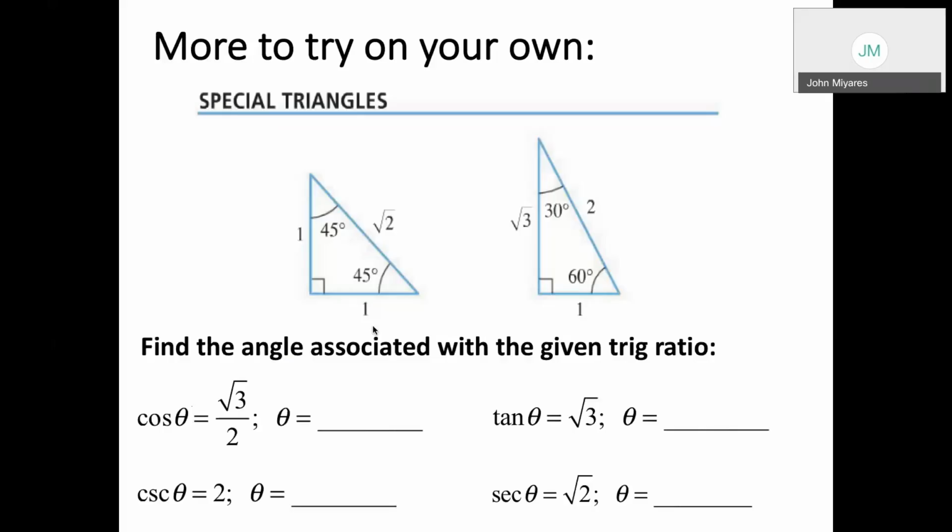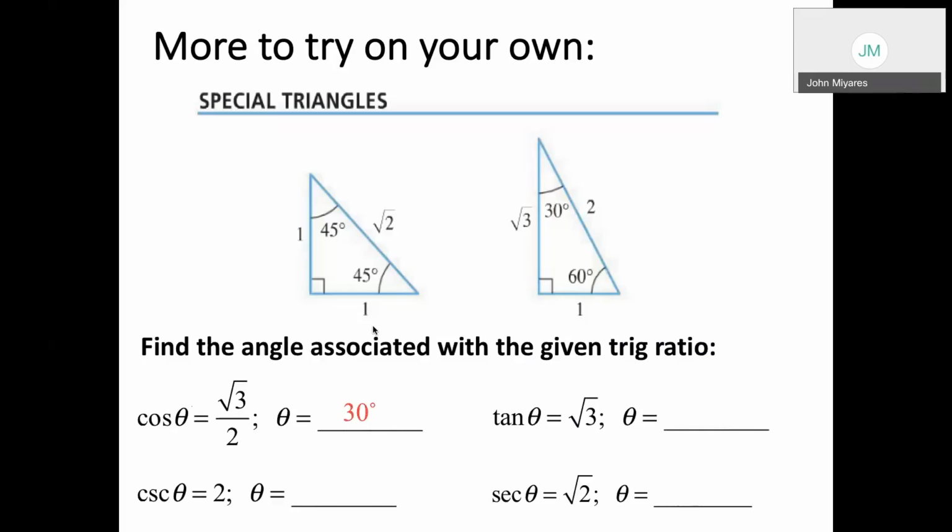Now let's try doing a few of these backwards. If you're told you have the cosine of theta equals the square root of 3 over 2, this will become a 30-degree angle because when you look at the 30-degree angle in the right-hand triangle, the adjacent side has a length of the square root of 3 and the hypotenuse is 2.